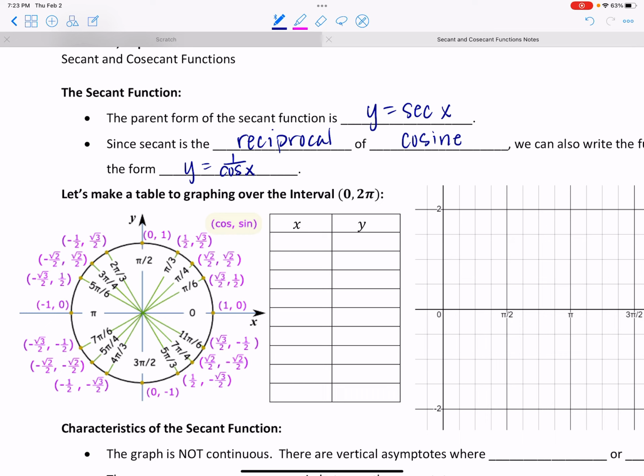But I don't want to spoil the fun. Let's not put it in the calculator just yet. Again, let's try to make a table and see what's happening here. And then if we need to, we'll go to our calculator. So we're going to go around the unit circle.